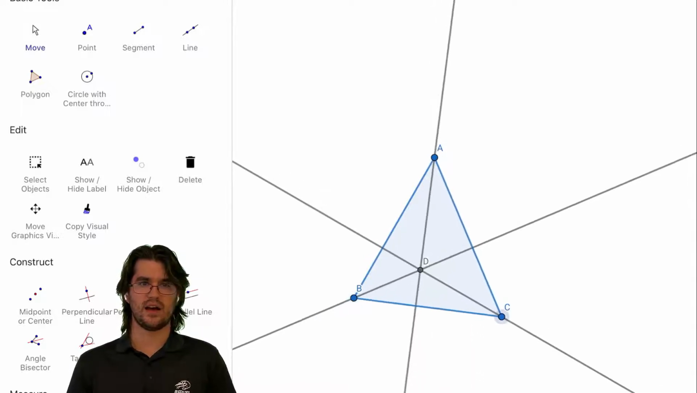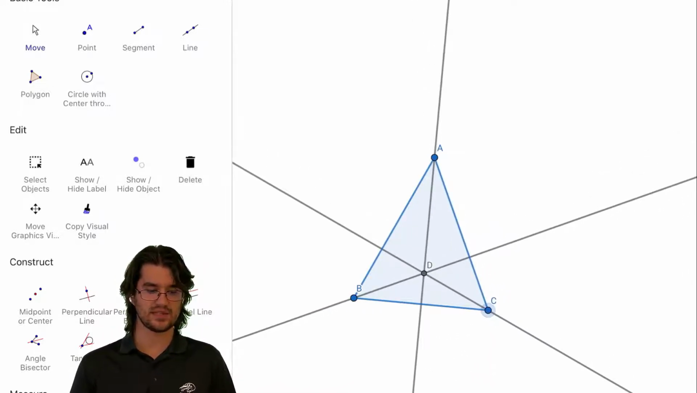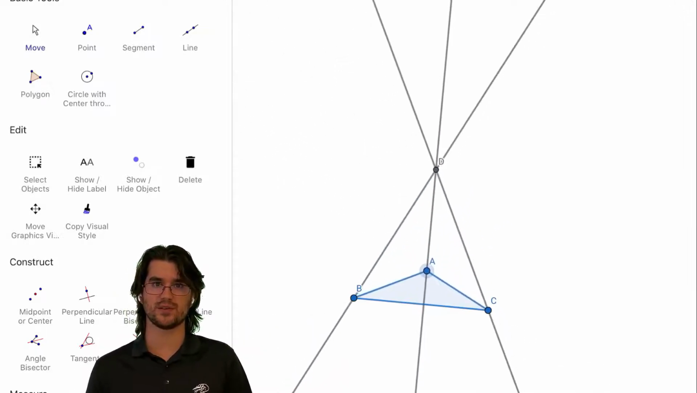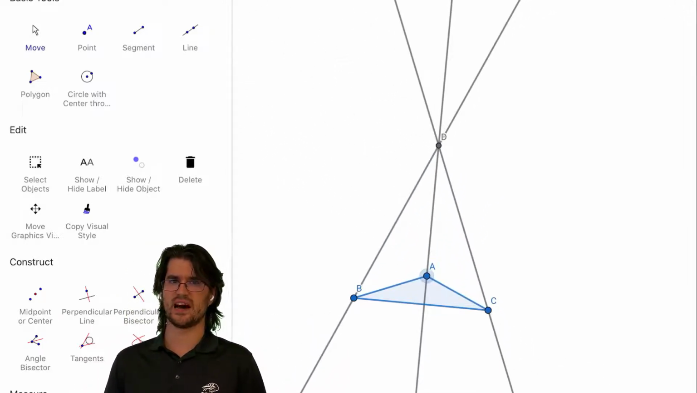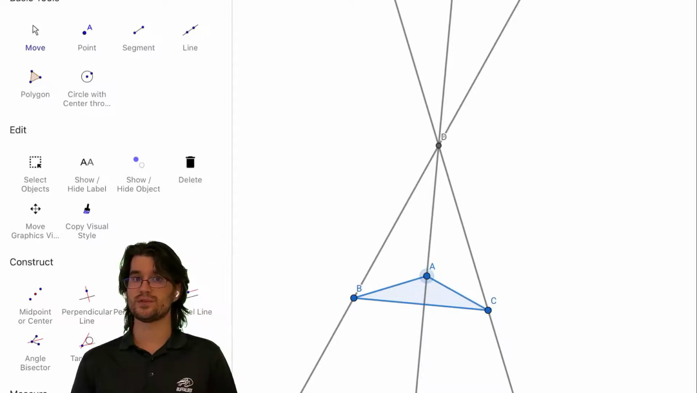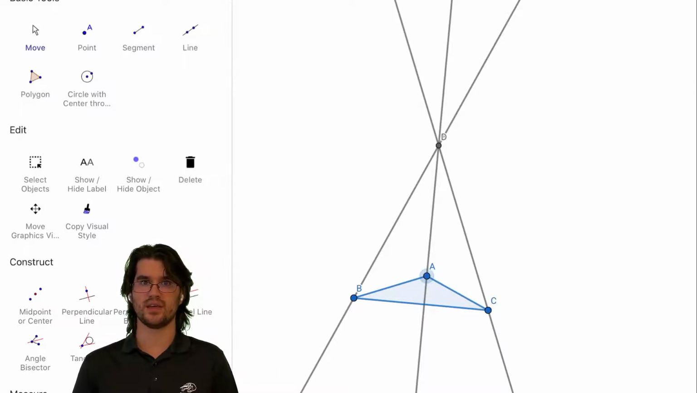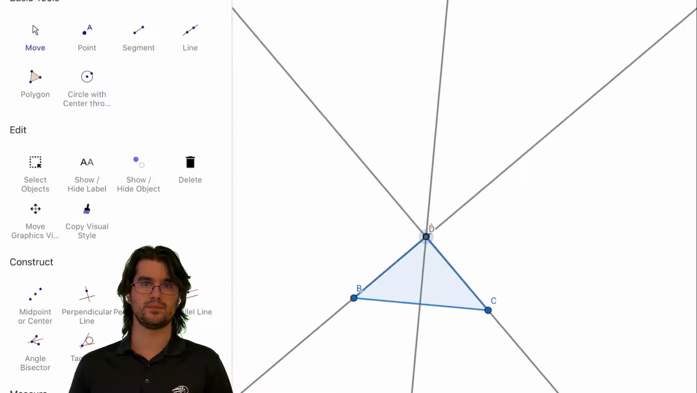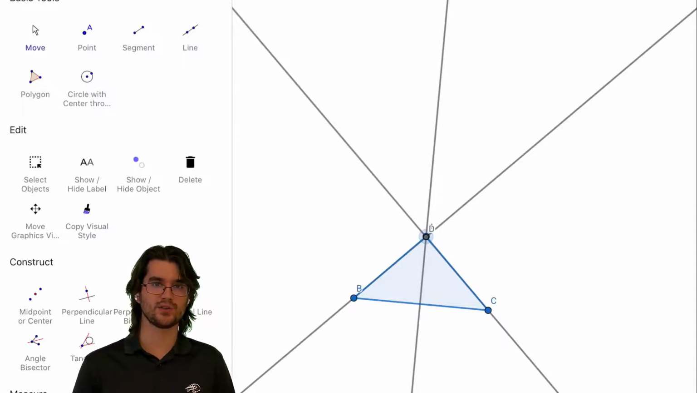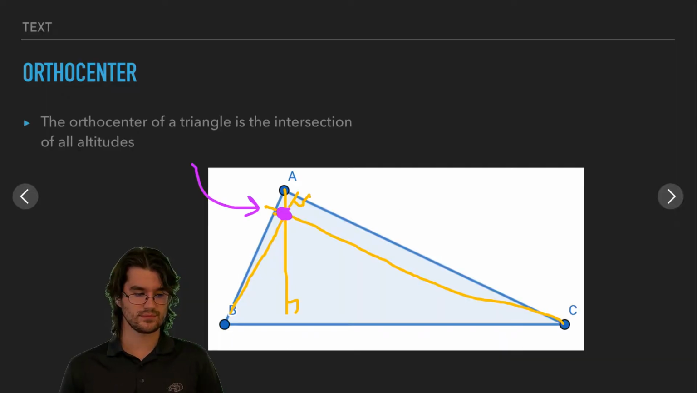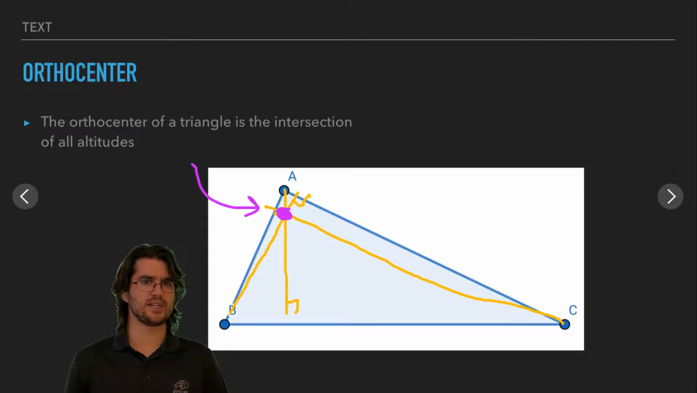However, as I move this angle A downwards, as it becomes an obtuse angle, the orthocenter moves outside the triangle. It's always going to be above the obtuse angle. Now, if the orthocenter is inside an acute triangle and outside an obtuse triangle, that sweet spot in the middle, a right triangle, is going to have the orthocenter on the right angle. It will be on the triangle. There's not much else that's interesting about the orthocenter, so let's move on to the centroid.